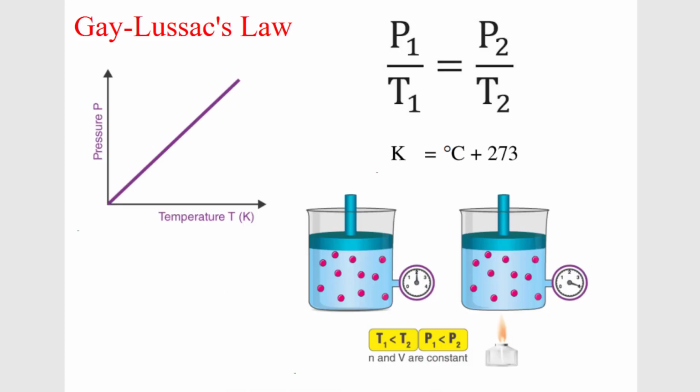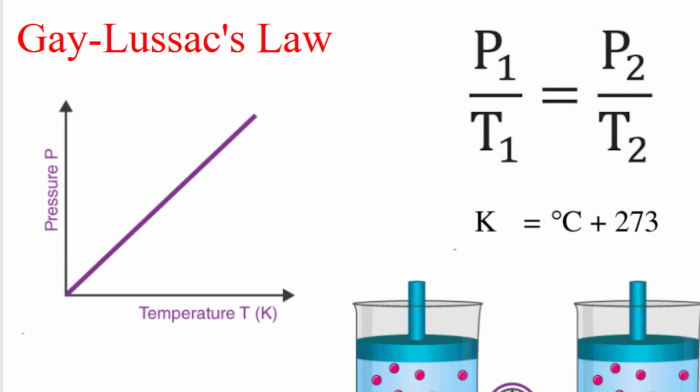Last is Gay-Lussac's law. Gay-Lussac's law looks a lot like Charles's law, except this is pressure and temperature. This is when the volume is staying constant and the number of particles is staying constant. And so the equation is P1 over T1 equals P2 over T2. Again, the temperature is absolute temperature, not degrees Celsius, not Fahrenheit, but absolute temperature in Kelvin. And this is a directly proportional relationship as well.